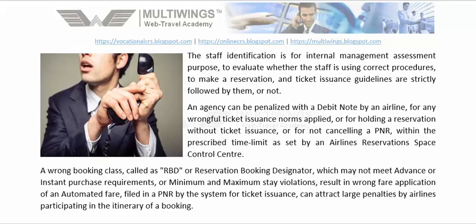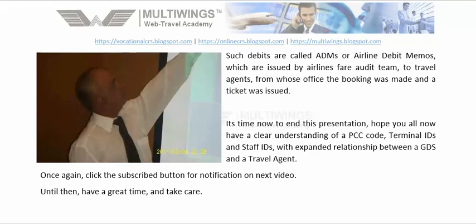A wrong booking class, called RBD or reservation booking designator, which may not meet advance or instant purchase requirements, or minimum and maximum stay violations, resulting in wrong fare application of an automated fare filed in a PNR by the system for ticket issuance, can attract large penalties by airlines participating in the itinerary of a booking. Such debits are called ADMs or airline debit memos, which are issued by the airline's fare audit team, to travel agents, from whose office the booking was made and a ticket was issued.